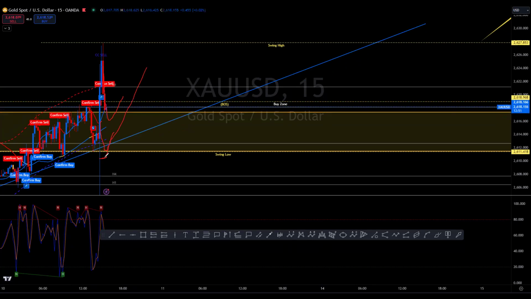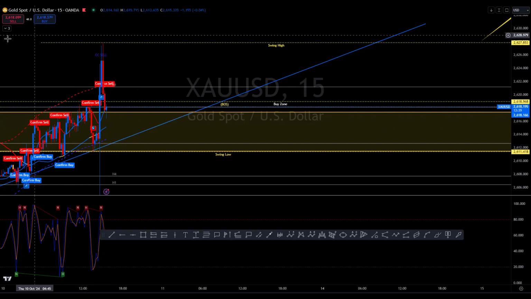But if price breaks this structure, then you need to start looking for counter trend buys and retest sells, because now we're probably starting to go bearish. But at this point, we're looking for counter trend sells and retest buys.